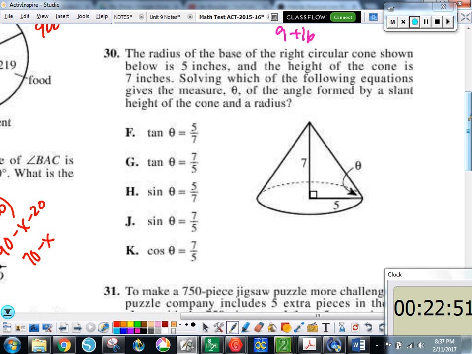So, and it's Saturday. The radius of the base of the right circular cone shown below is 5 inches, and the height of the cone is 7 inches. Solving which of the following equations gives you the measure of theta? So, this is a trig question again. So this is my angle. Remember SOHCAHTOA, opposite over adjacent. Would that be sine, cosine, or tangent? The TOA part, tangent of theta equals what over what? Opposite over adjacent, 7 over 5. There you have it.